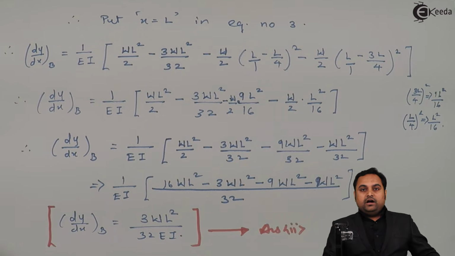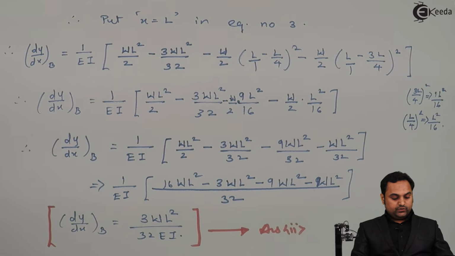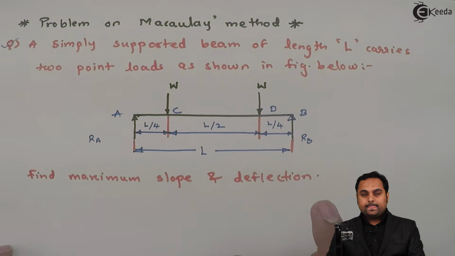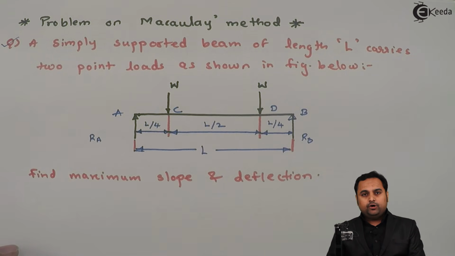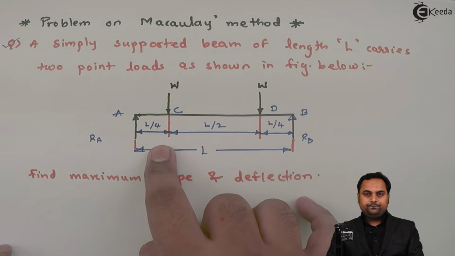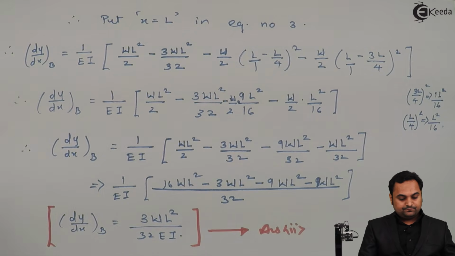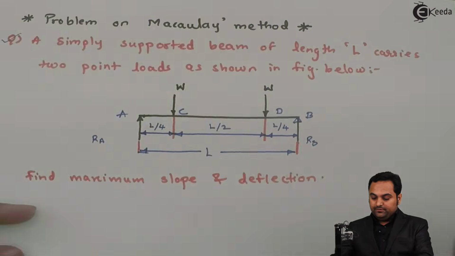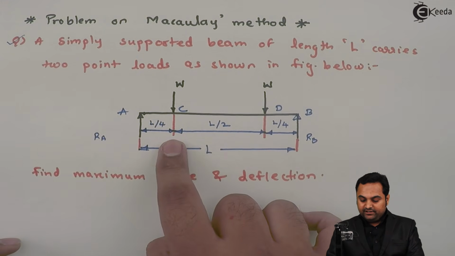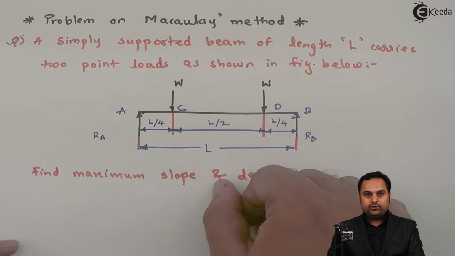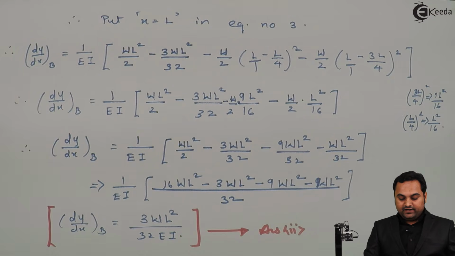Now, after getting the slope at point B, the next question was to find out the maximum slope and deflection. See, we have found out the maximum slope. Now maximum deflection. Maximum deflection will be at the location of the load. So for the maximum deflection, since under the action of the load the beam is bending, I'll calculate 3 deflection values. That is, first at L by 4, and next I'll take the half location, that is at L by 2, and see which value is greater.